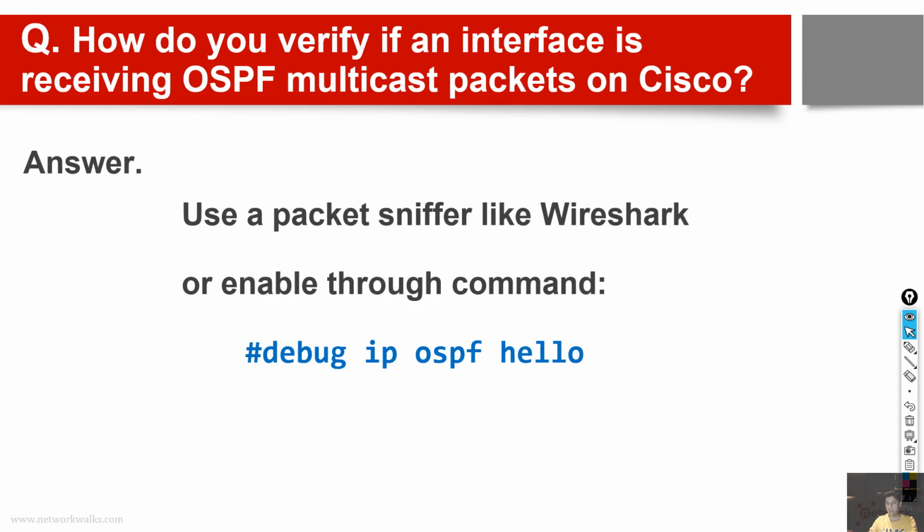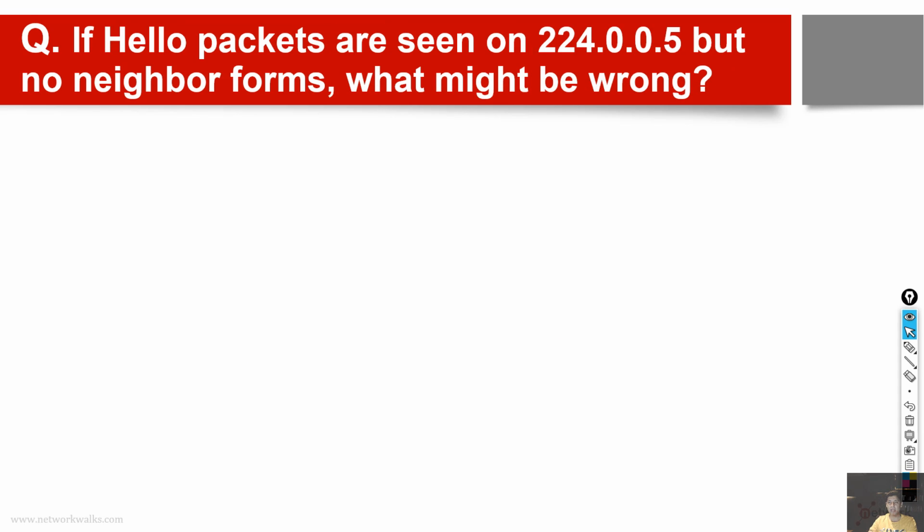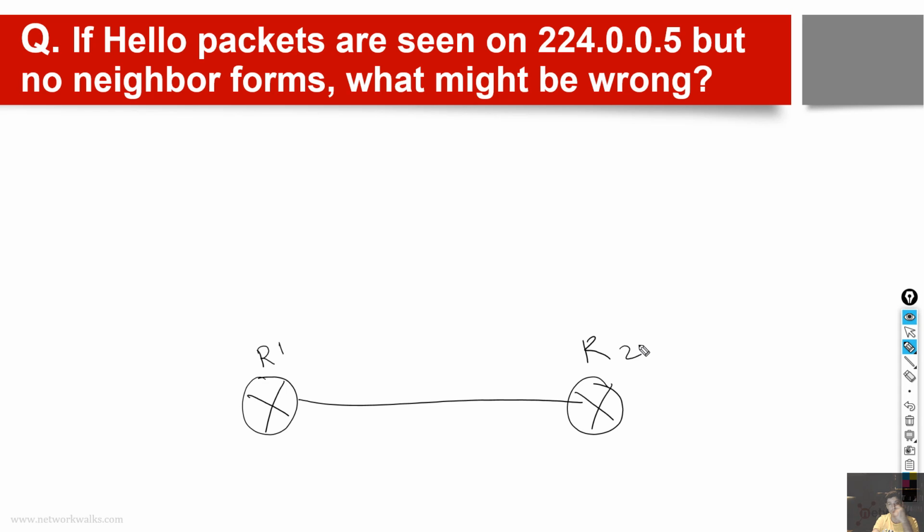Okay, another question: if hello packets are seen on 224.0.0.5 but no neighbors are being found, because we just discussed that if these packets are not being exchanged, then what could be the problem? If there are two OSPF routers, router 1 and router 2, previously we discussed that the 224.0.0.5 multicast is not being received and sent. So what happens? Definitely neighbors are not found.